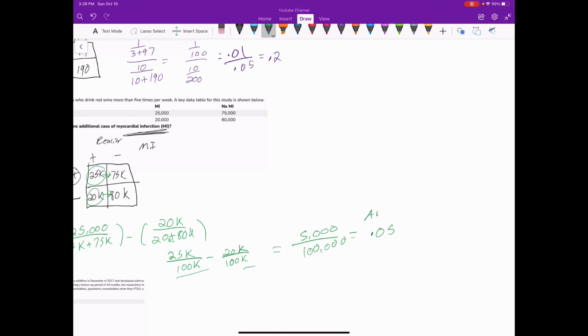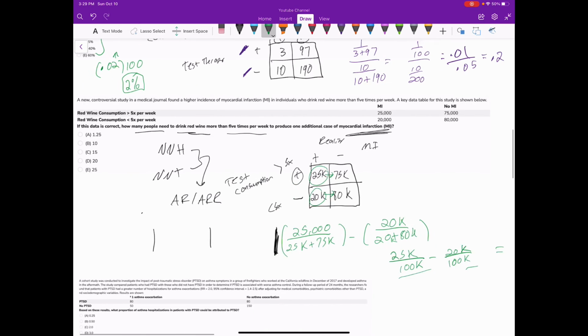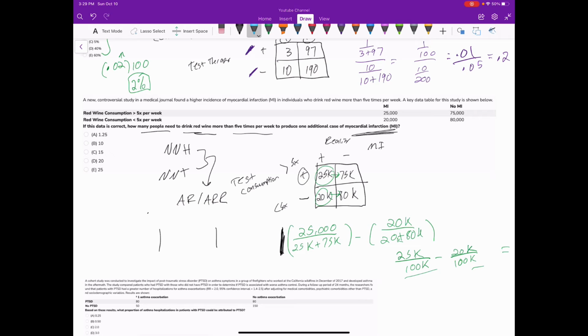So our ARR is 0.05. Is this our answer? Let's go to it. Oh, that's a bad color. ARR equals 0.05. Well, we're looking for what? Number needed to harm. Okay. Number needed to harm is just 1 over ARR. So 1 over 0.05. Go into the calculator. We get 20. So our answer is going to be 20.